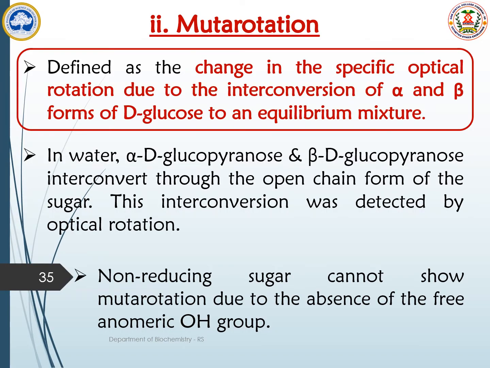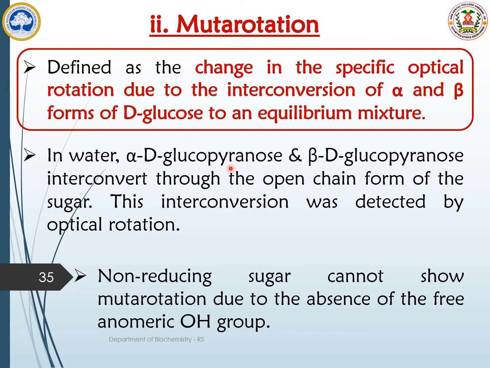Let us discuss the second physical property of monosaccharides, that is mutarotation. Mutarotation is the measure of change in the specific optical rotation which happens due to the interconversion of alpha and beta forms of D-glucose to form an equilibrium mixture. So when the sugar is dissolved in a solution, it forms either alpha D-glucopyranose or beta D-glucopyranose.